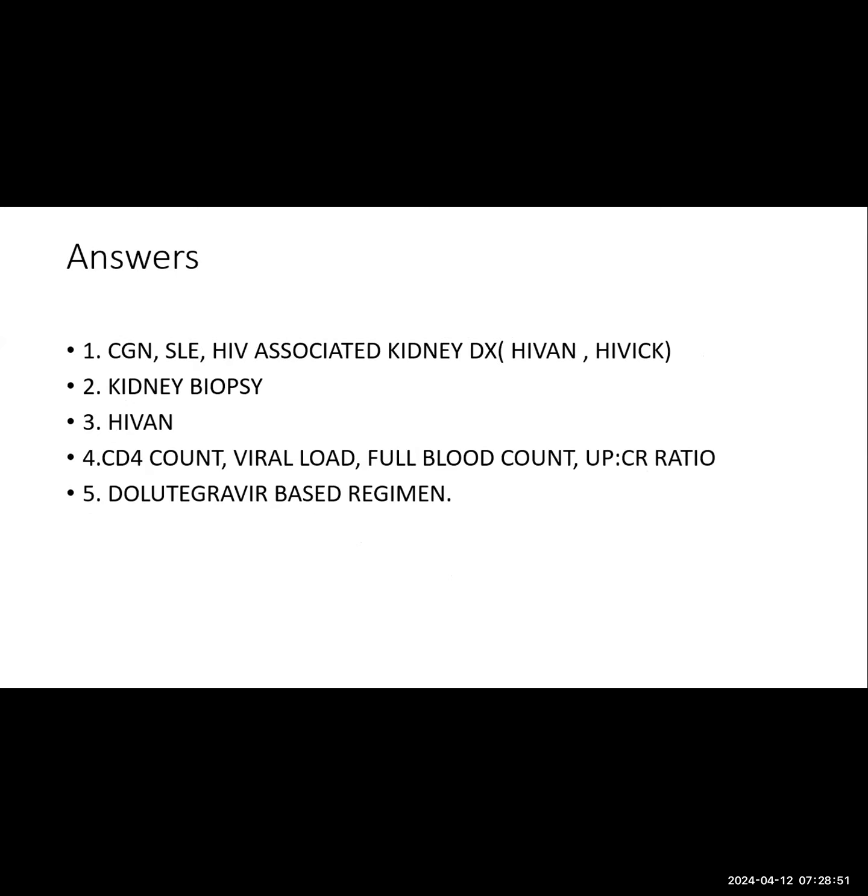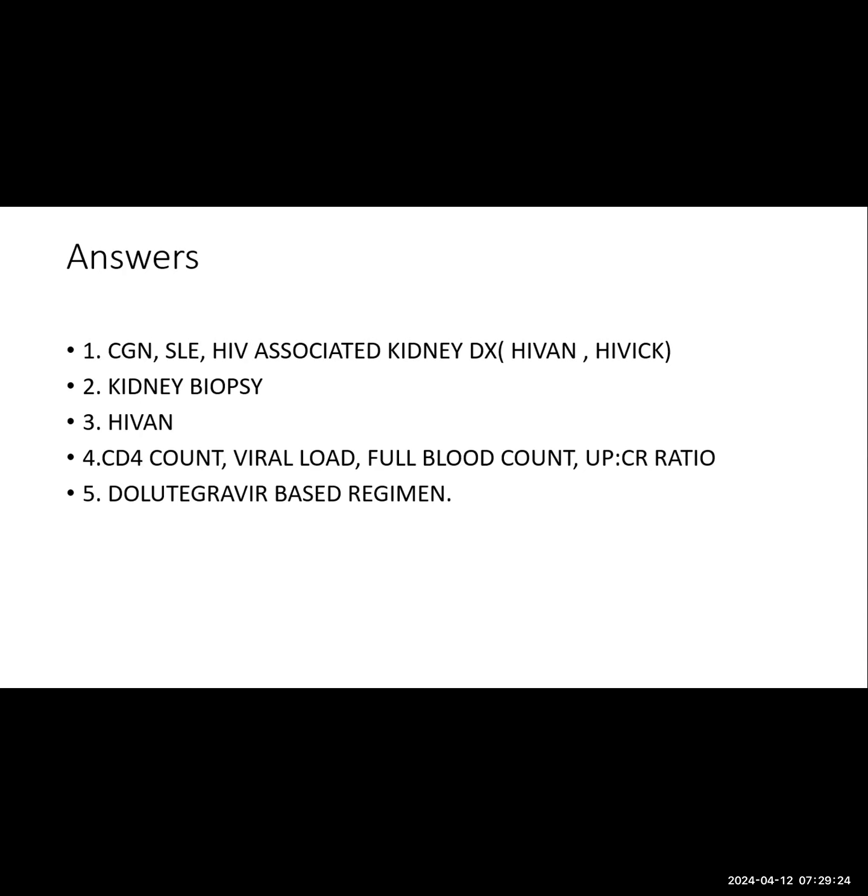The next question is, what other 4 investigations would you like to do? I would like to do a CD4 count, and what you usually see in them is a CD4 count of less than 200. I would like to do a viral load, a full blood count to check for things like anemia, or if she has an ongoing infection that might have precipitated an AKI on a background CKD, and also a urine protein creatinine ratio. This is to quantify the amount of protein that the patient is actually spilling in the urine.